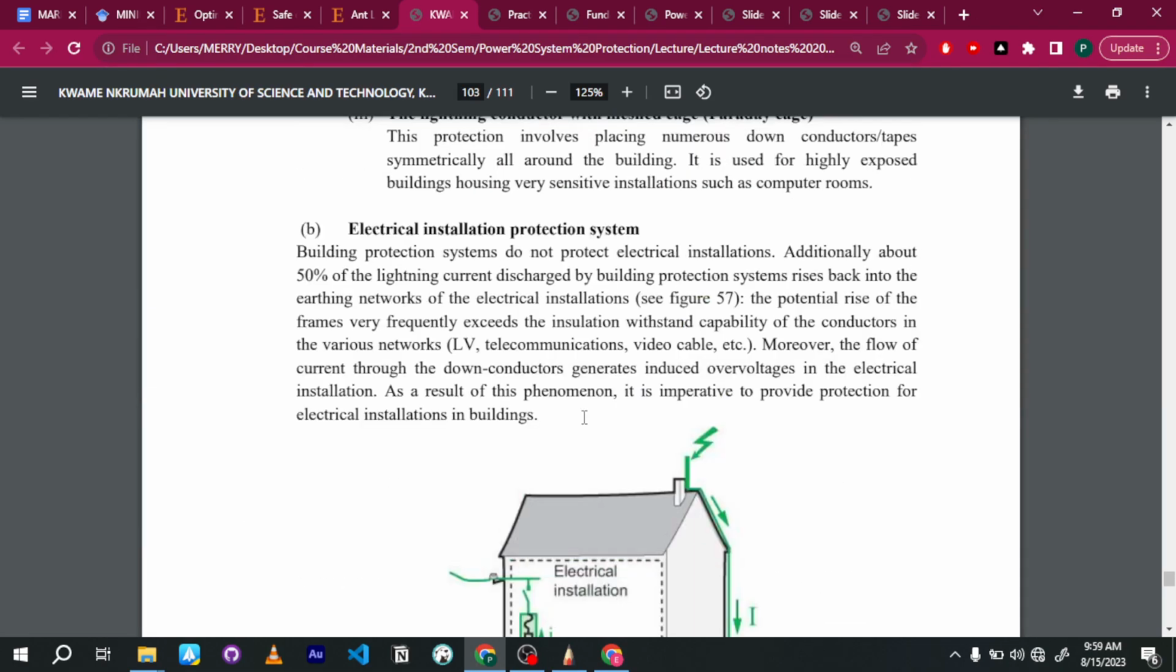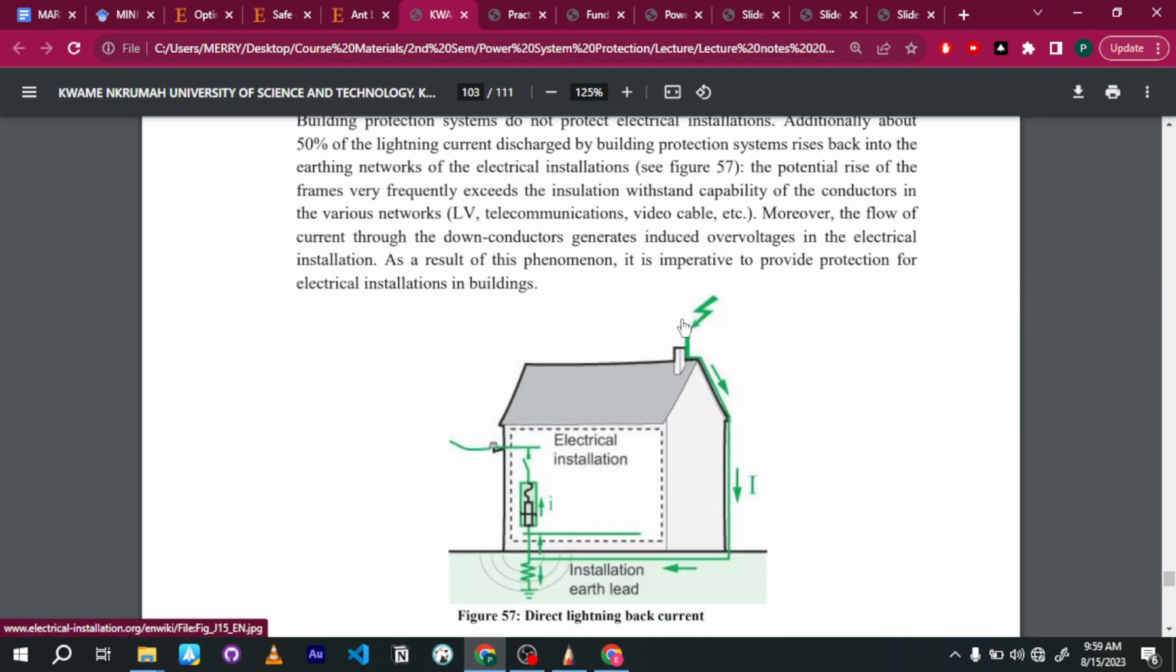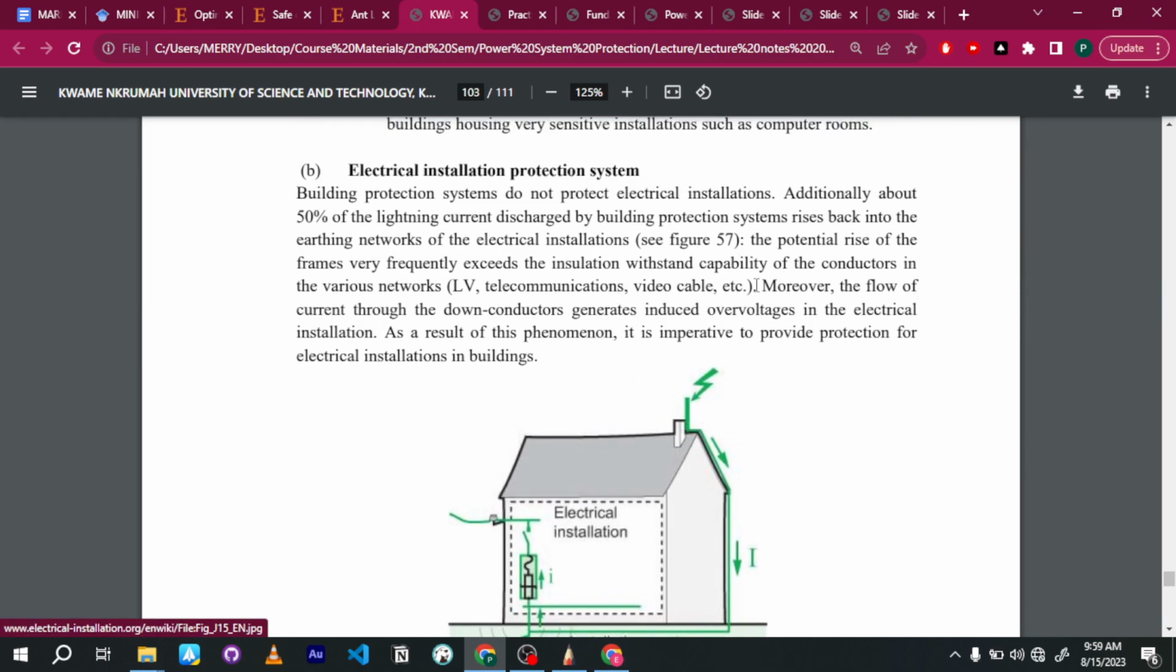We didn't talk about this in class. However, it's basically the same thing. You understand? You have some conductor on top of the building, very high above the building, that captures the lightning and sends it to earth. You understand?